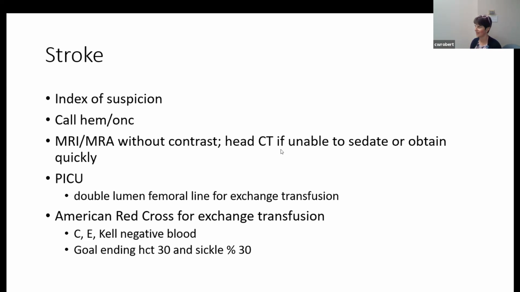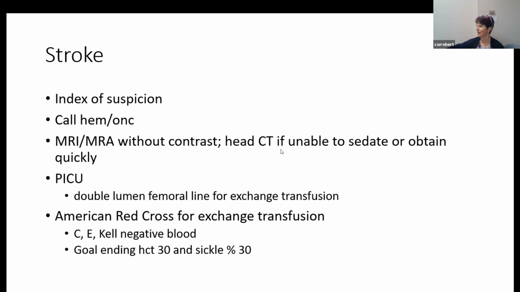You do your exchange transfusions. These kids get a double lumen femoral line, go to the PICU, and then we call the Red Cross, and they come over with their pheresis machine, and they do an exchange transfusion. From one lumen, they take out the patient's blood, it goes through the machine, which separates out the red cells from the platelets and the plasma. Platelets and plasma get reinfused back in, and then some normal blood gets infused.